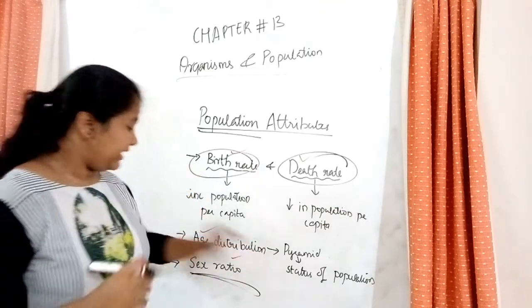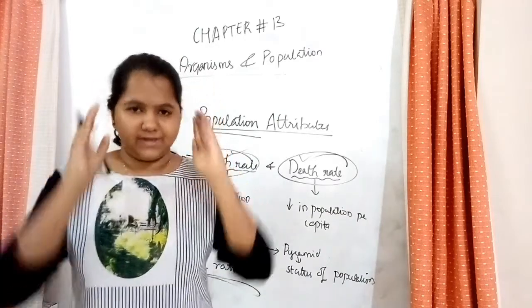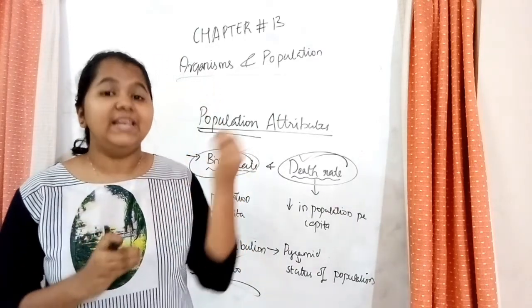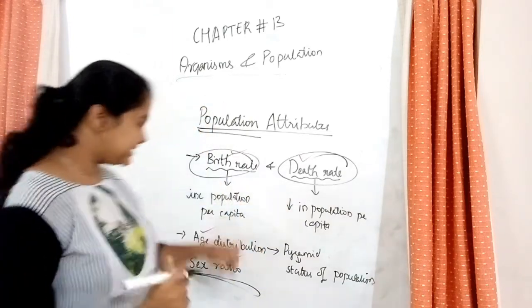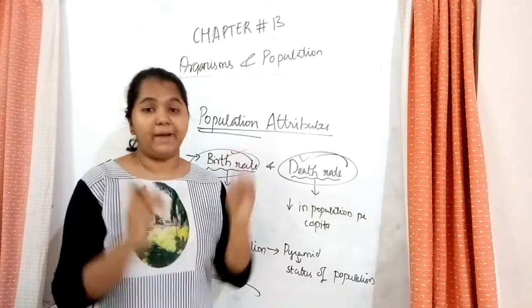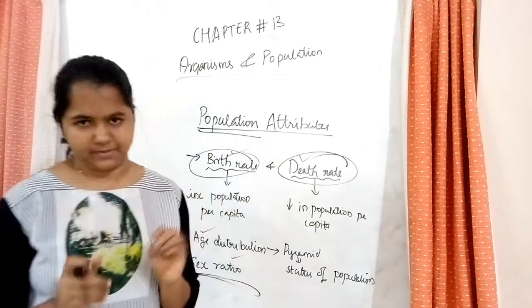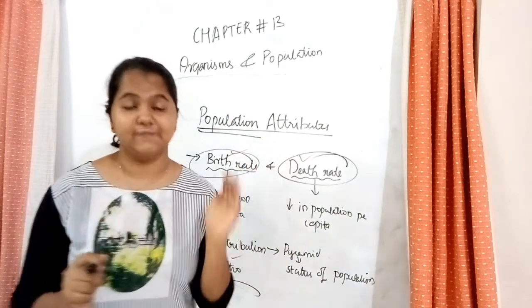So when the age distribution is such that the youth is very low and old people are high, it is actually a liability to our nation or to the society. So age distribution is very important. Age distribution is shown by a pyramid, the age distribution pyramid. The shape of the pyramid shows the status of the population.